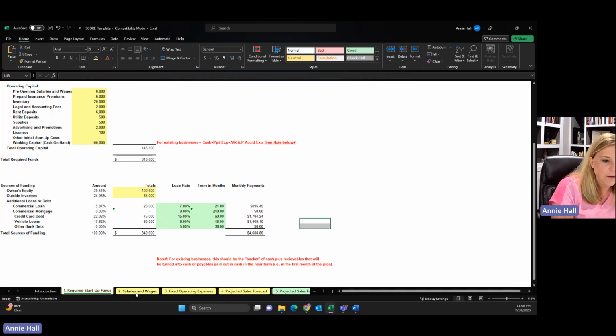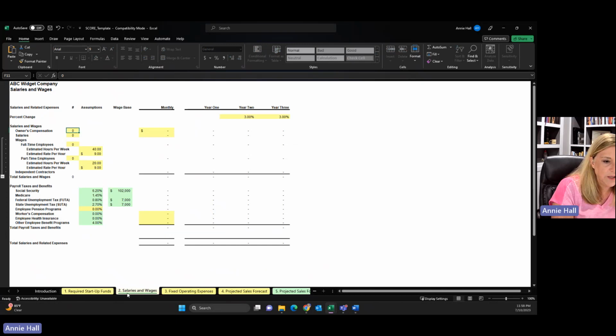And so I'm going to come back over here to this salaries and wages tab 2. And I'm going to say that we have one owner, me. And then it says, how much are you going to pay yourself every month? Well, if I want to make $60,000 a year, I'm going to be conservative because it's a new business. I would have to pay myself $5,000 a month. All right. So now that's going to be $60,000 for a year.